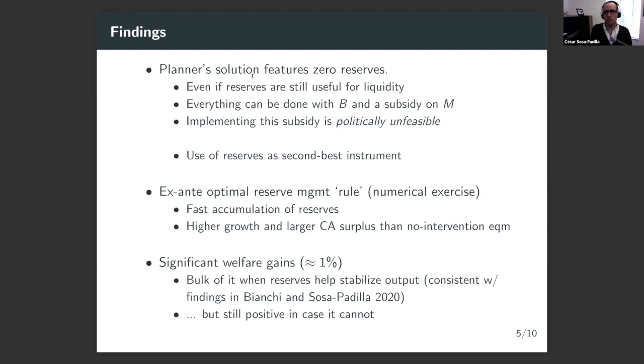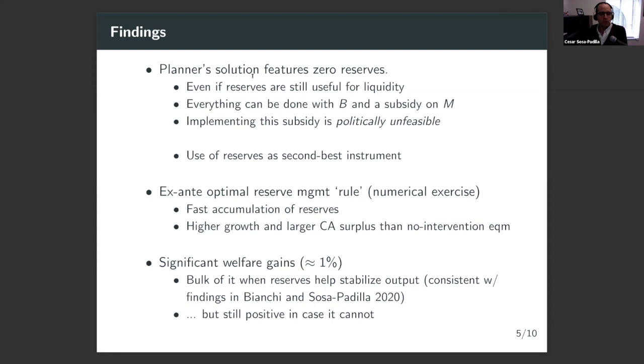Then they find that when they look for the ex-ante optimal reserve management rule, which they do in a numerical exercise, their model features fast reserve accumulation as in the data, and higher growth and larger current account surpluses than in the no-intervention equilibrium. And doing this, they find significant welfare gains.